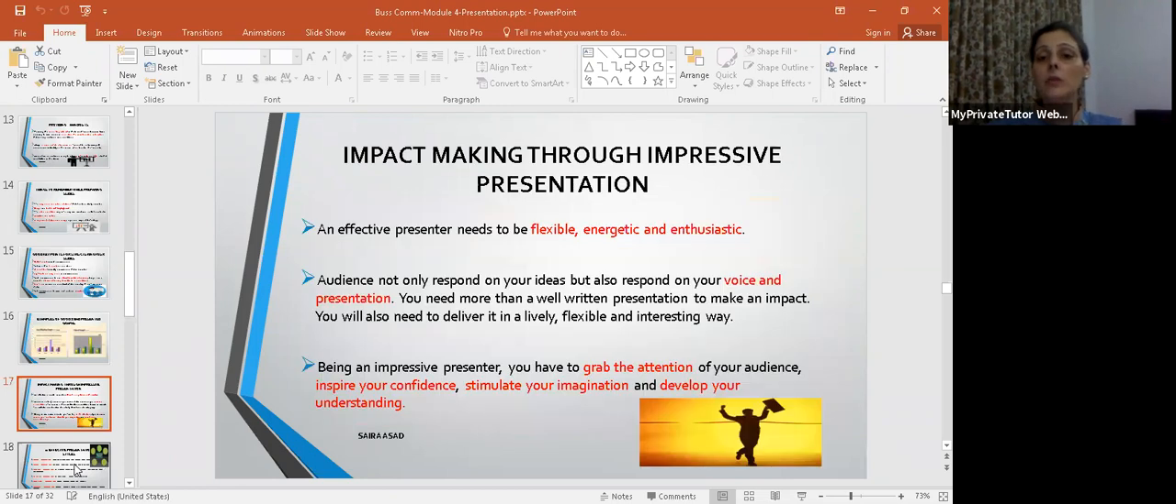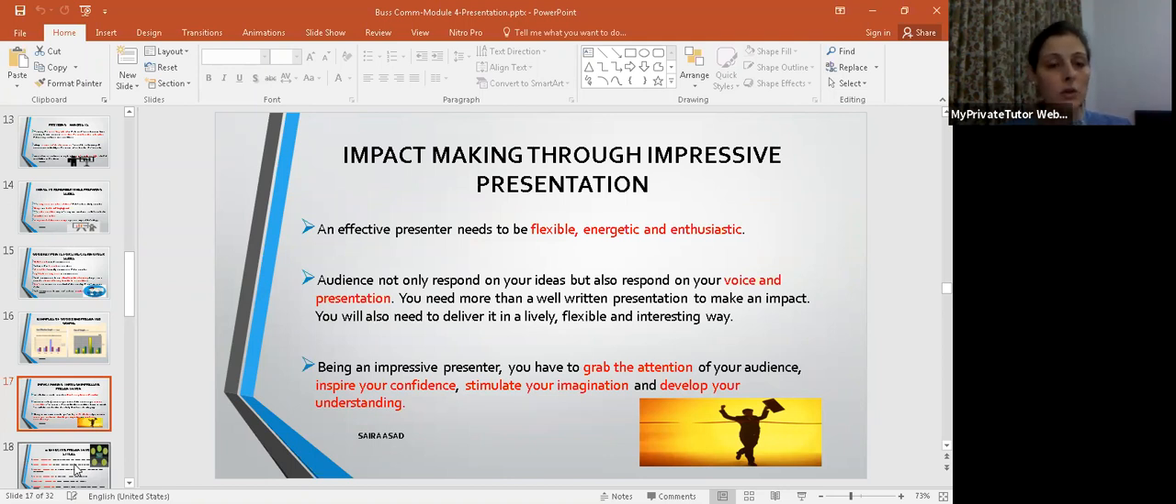Then, impact making through impressive presentation. An effective presenter needs to be flexible, energetic, and enthusiastic. The audience not only responds to your ideas, but also to your voice and presentation. You need more than a well-written presentation to make an impact. You also need to deliver it in a lively, flexible, interesting way.